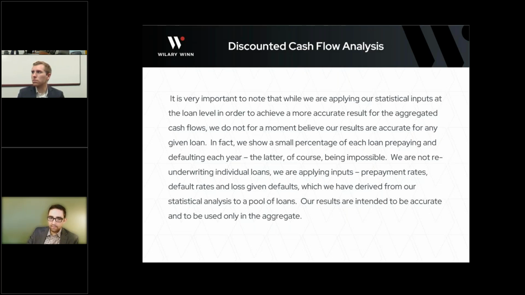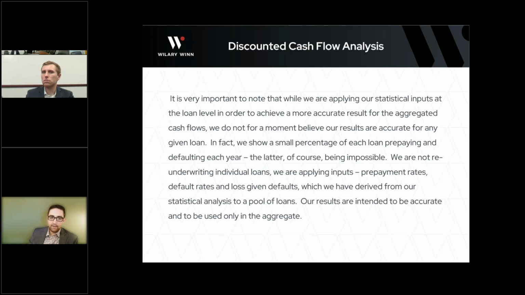Mathematically, the way the math is working in the model is that a small percentage of each loan is going to prepay, and a small percentage of that same loan is also going to default in any given period, which obviously is impossible. A loan either defaults or it doesn't, and a loan either prepays or it doesn't. But that's within the model, that's by design. The goal of the model is to apply sound risk-based assumptions across the entire portfolio so that the aggregate results, meaning those projected cash flows and expected losses and the resulting CECL reserves, are accurate and reliable at the portfolio level based on the attributes of the portfolio.